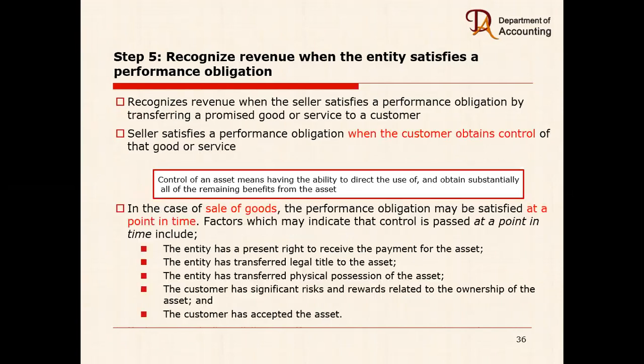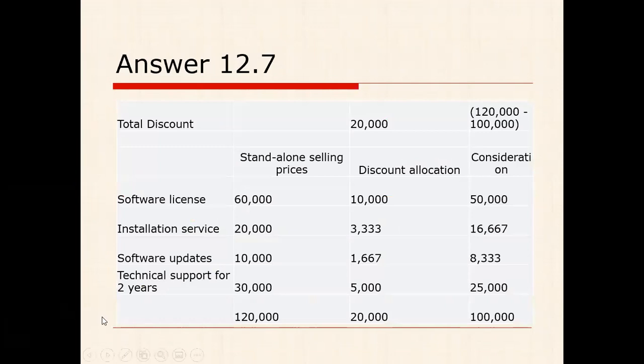Earlier, we saw that the technical support is provided over 2 years' time. If the technical support is provided over 2 years' time, you need to consider a reasonable basis to recognize the revenue. In that, what was the reasonable basis that we considered? The services they perform would be of equal importance, and depending on that, we recognized the technical support income on a straight line basis.